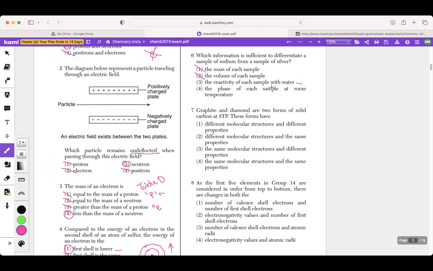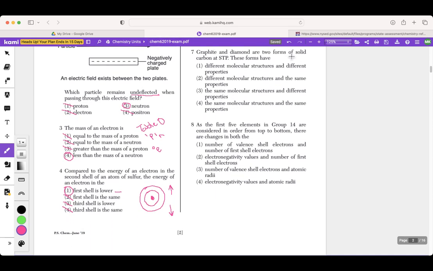Number 4, the phase of each sample at room temperature. Now, we could, in other cases, use this property, but both of these are metals. So they're both going to be solid at room temperature. So we're going to cross out 4, leaving us with choice 3.